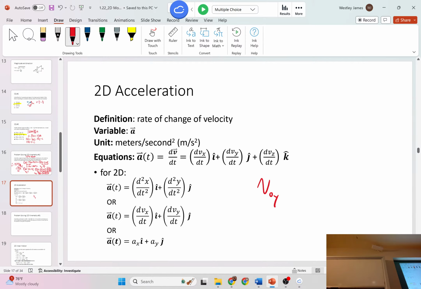All right. A particle's acceleration is 4 i hat plus 3.1 j hat. At t equals 0, its position and velocity are 0. What are the particle's position and velocity as a function of time? And find the equation of the path of the particle.